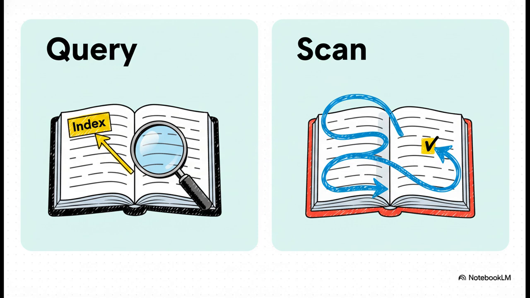A scan, well, a scan is the opposite. It's the brute force dumb way. It literally reads every single item in your entire table from top to bottom, like reading a book cover to cover just to find one sentence. And since you pay for every single read, you almost never want to use a scan if you can avoid it. Seriously, query first, always.